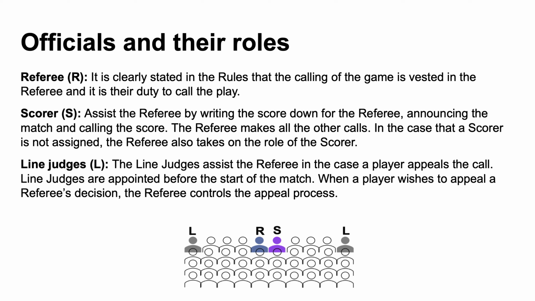So what is typical for, say, a league or early rounds of a tournament? The role of scorer and referee are often rolled into one. It's really great to have support of line judges so that appeals can be dealt with. This presentation focuses on writing down the score and announcing the score, and that is the job of the scorer. The roles of referee and scorer are described quite separately and are intended to be done by 2 people. In the case that a scorer is not assigned, the referee also takes on the role of the scorer.